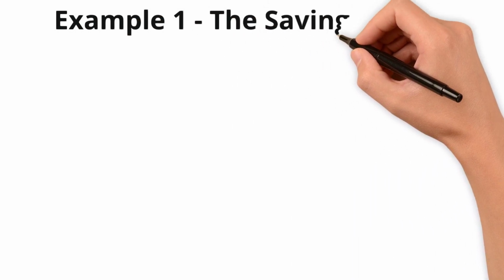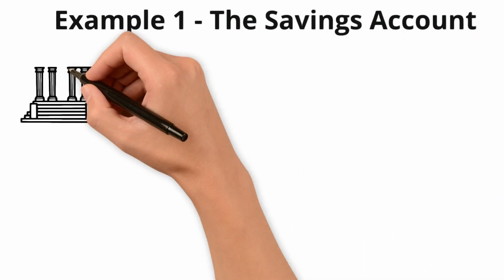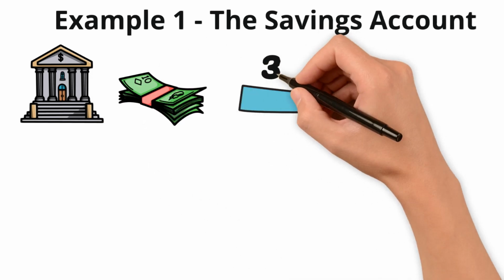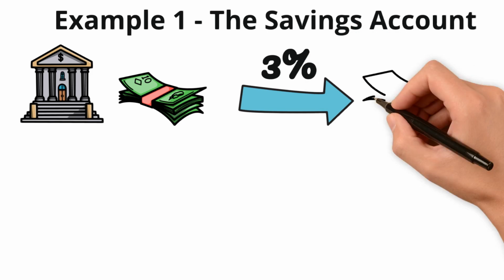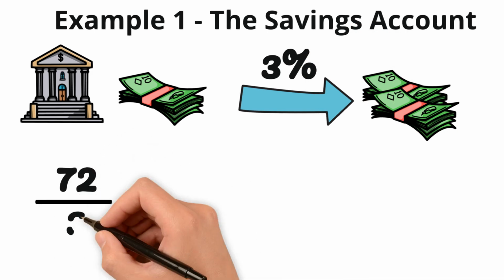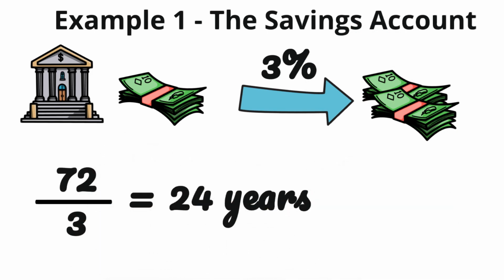Example 1. Let's start with a practical scenario of a savings account. Imagine you have $10,000 sitting in a savings account with an annual interest rate of 3%. To find out how long it will take for your money to double, we apply the rule of 72. You divide 72 by 3, which equals 24. So it will take approximately 24 years for your $10,000 to become $20,000 in that savings account.